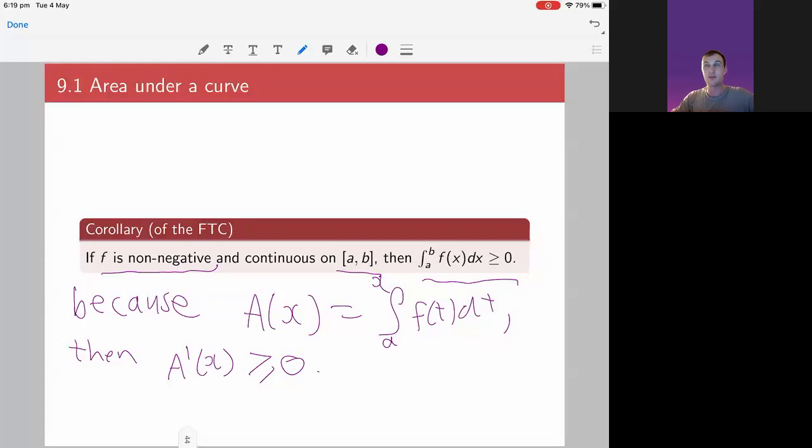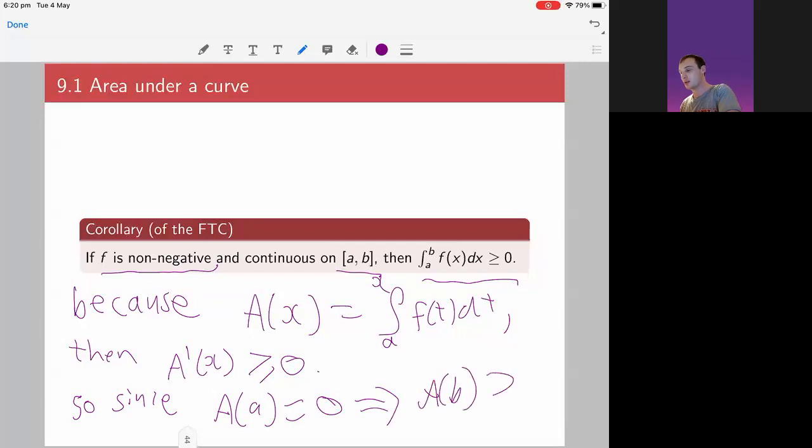has non-negative derivative, then it actually has to be increasing, or at least it can't be decreasing. So since A of a is equal to 0, we find that A of b has to be greater than or equal to 0. We've got a function that starts at 0 and has positive or at least non-negative derivative, and so it has to finish at a non-negative number.